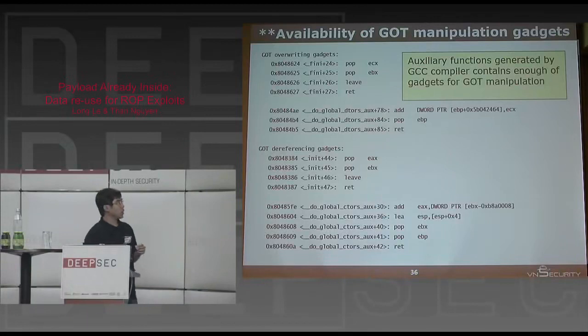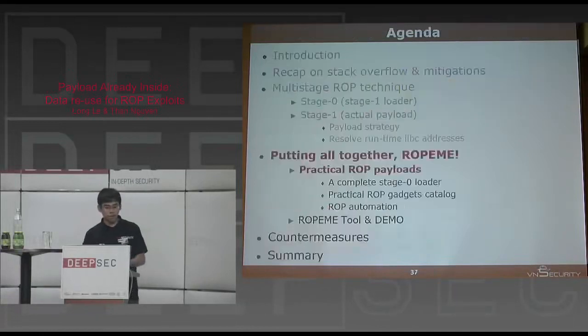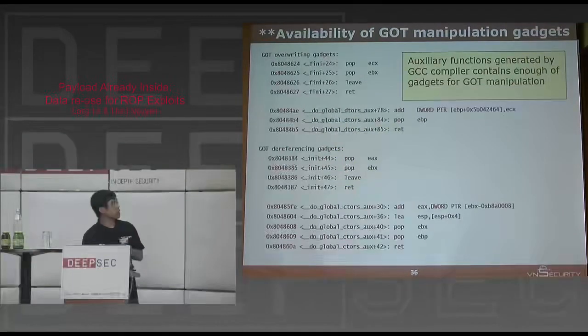For example, the GOT overwriting gadget we can find in the destructor or some other auxiliary functions and the constructor. So these actually contain enough for us to use for GOT overwriting and GOT dereferencing. As I mentioned before, this example is actually available in something like this one or this one.